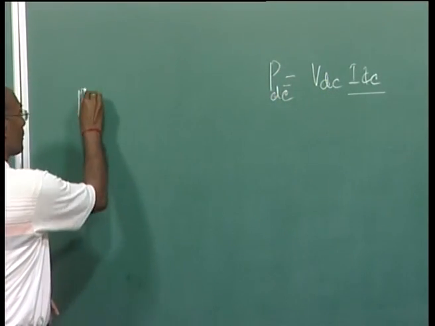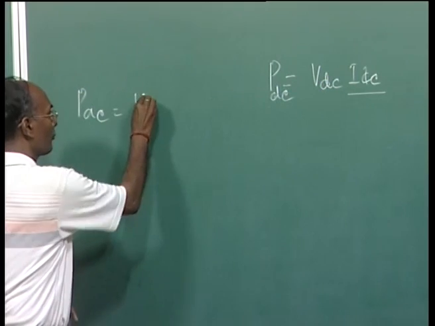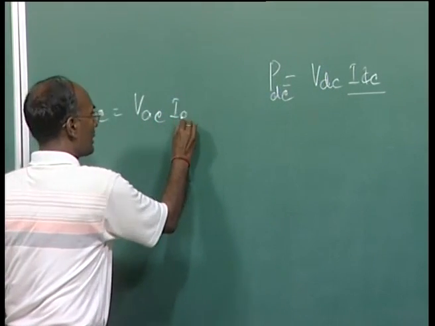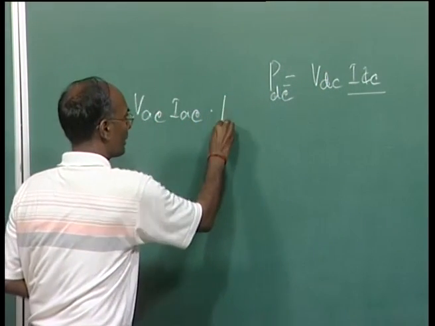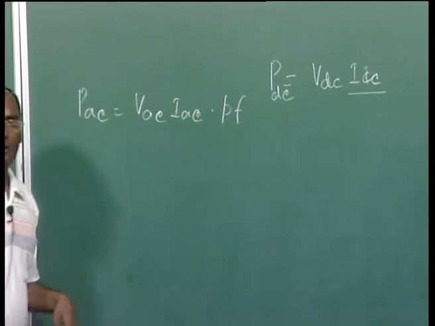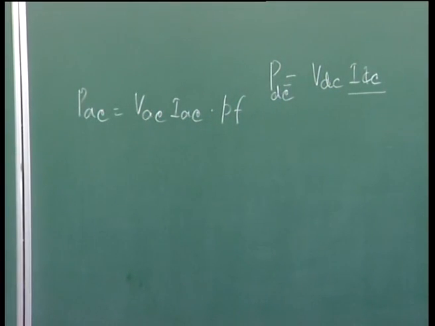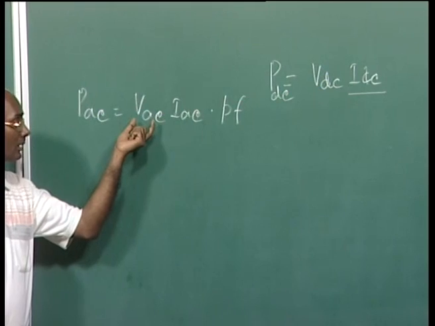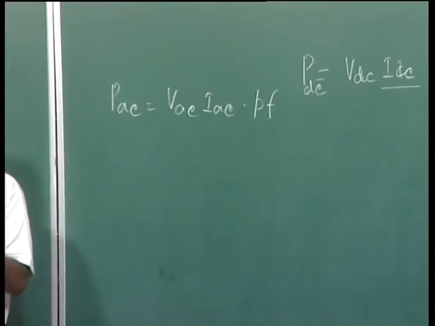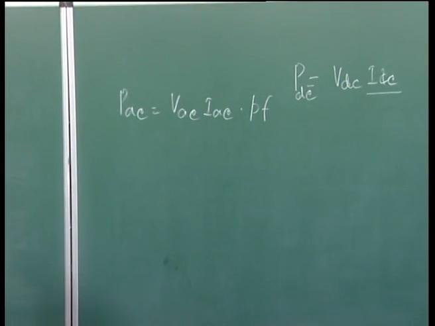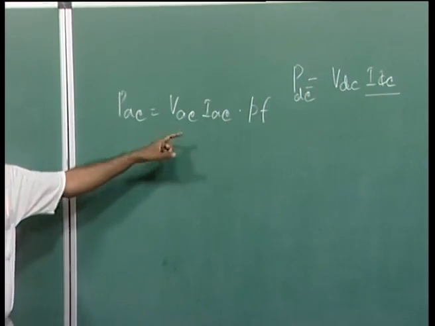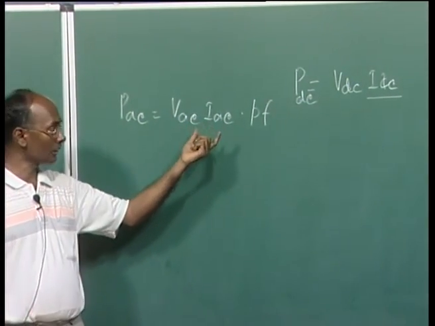In an AC system, if you are writing the P AC, it is your V AC into your I AC multiplied by the power factor. In most AC circuits, the voltage applied to any appliance is fixed. We never vary this voltage. However, the current taken from the source keeps on changing.